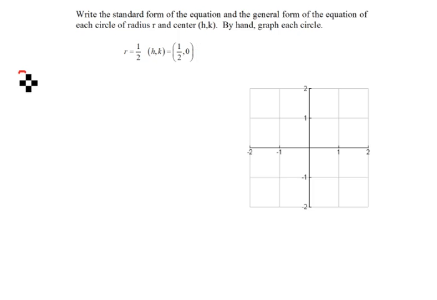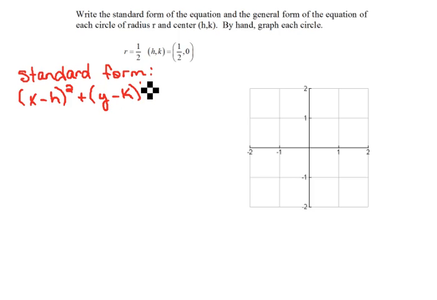So if I'm going to write the standard form first, then let me just quickly refresh on what that looked like. That was (x minus h) quantity squared plus (y minus k) quantity squared equals r squared. By them giving us the center, they've given us this (h, k), that (1/2, 0). So h is 1/2, in this case k is 0, and by them giving us the r, we can replace that with 1/2 as well.